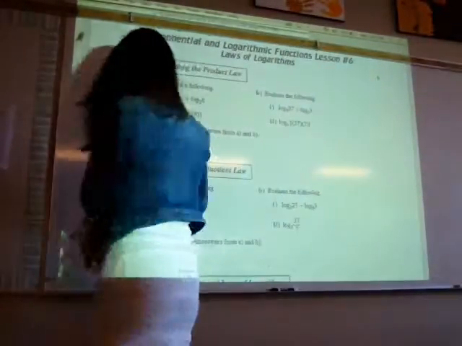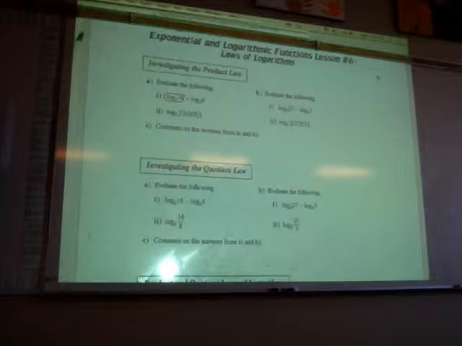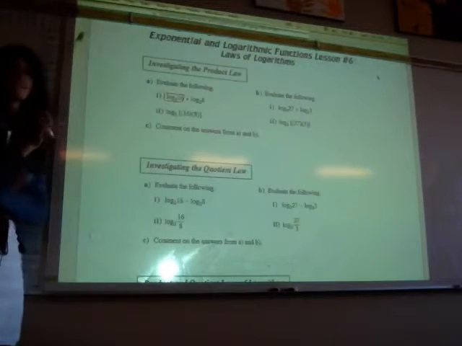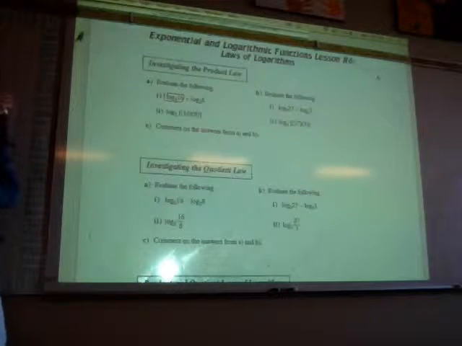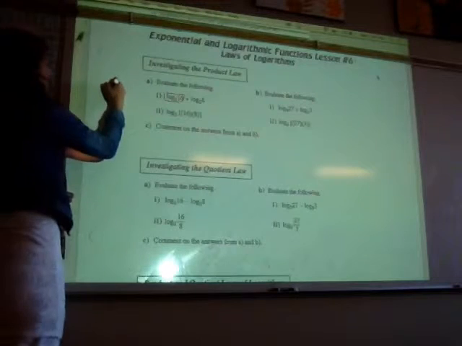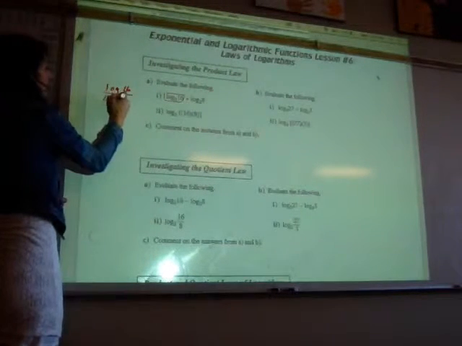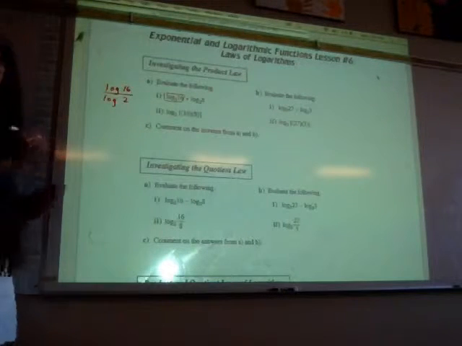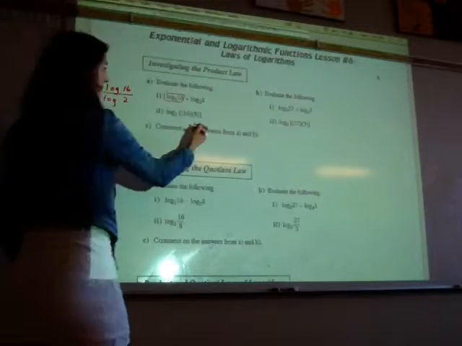Do you guys remember from yesterday how I could use my calculator to calculate this? Log base 2, argument 16. What do I put? 16. Base 10. So I use base 10, log 16 divided by log 2. And if you calculate that, what do you get? Well, let's find out. You get 4. Good.